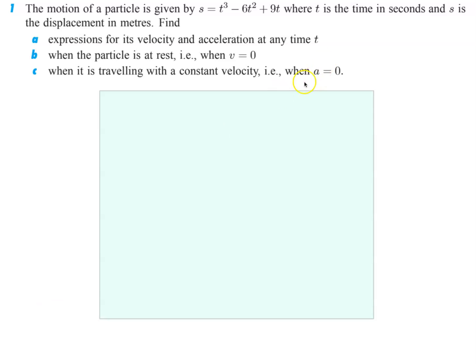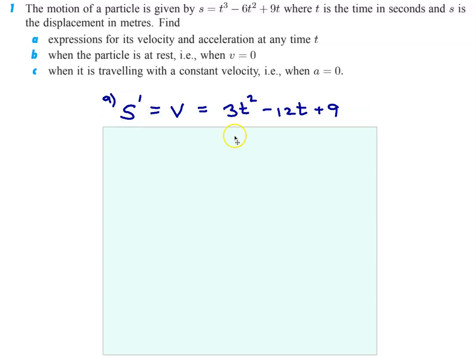To get the expression for velocity, all I have to do is find the derivative. So the derivative of displacement gives us velocity. The derivative of t cubed is 3t squared. The derivative of negative 6t squared is negative 12t. And the derivative of 9t is positive 9. So there's the expression for velocity.